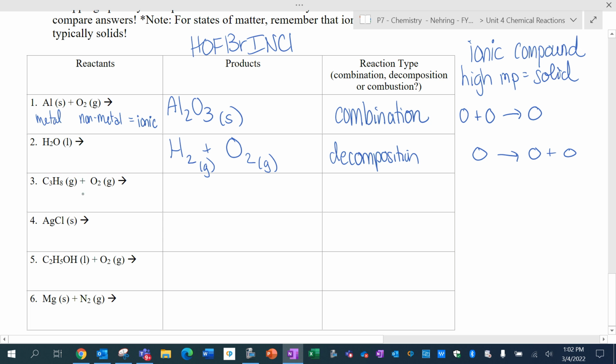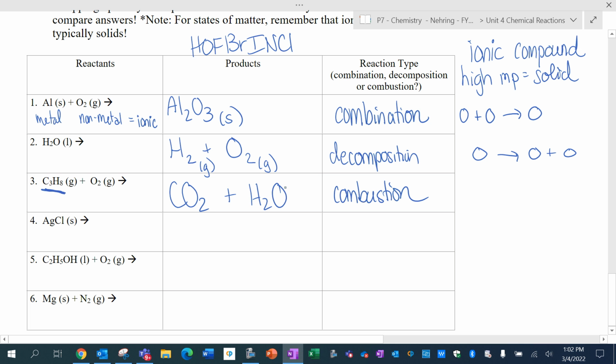All right, this one, it looks like something is reacting with oxygen. That is a combustion reaction. And when something reacts with oxygen, if this thing right here is what we call a hydrocarbon, it's got carbon and hydrogen, then the products are always going to be CO2 and H2O.